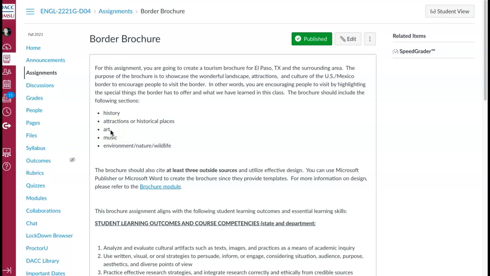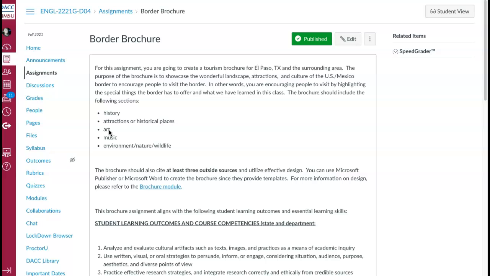When it comes to art, we do have several places that showcase murals, but we also have several venues that showcase more amateur art. So again, you get to decide what type of art you want to highlight. And like I said, this does require that you do some research in terms of what's going on.